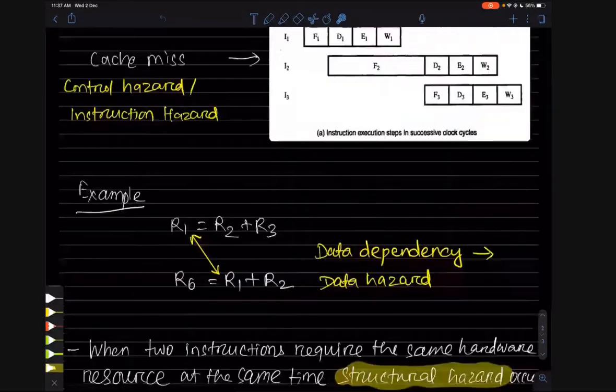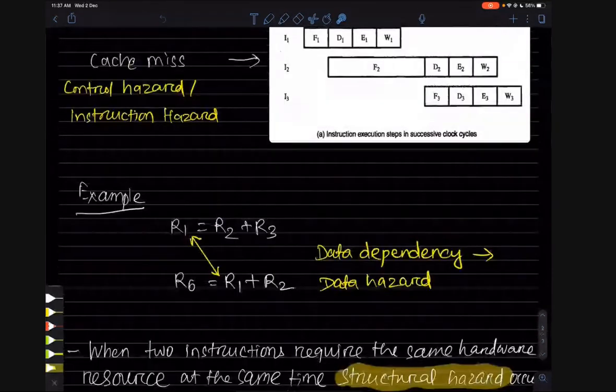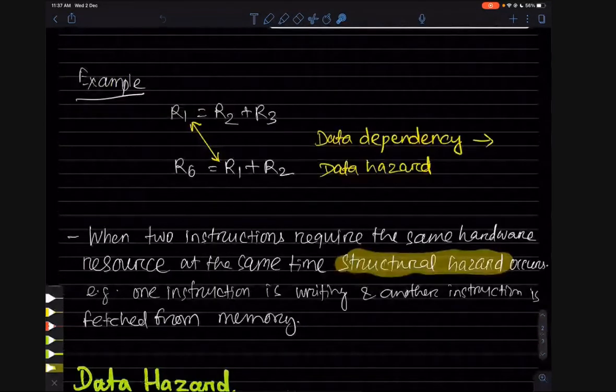Okay, so that is called your control hazard or instruction hazard. There is also a case of data hazard. Okay, so what is data hazard? Suppose there is an instruction R1 = R2 + R3, and R6 = R1 + R2.